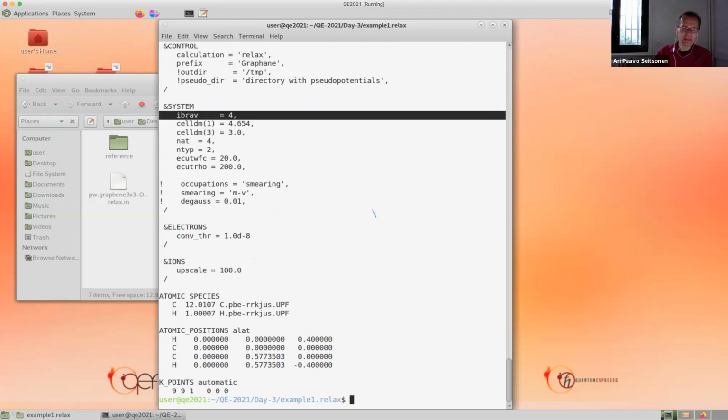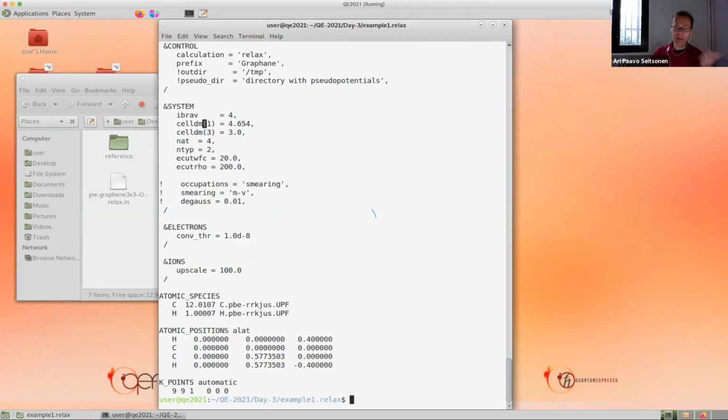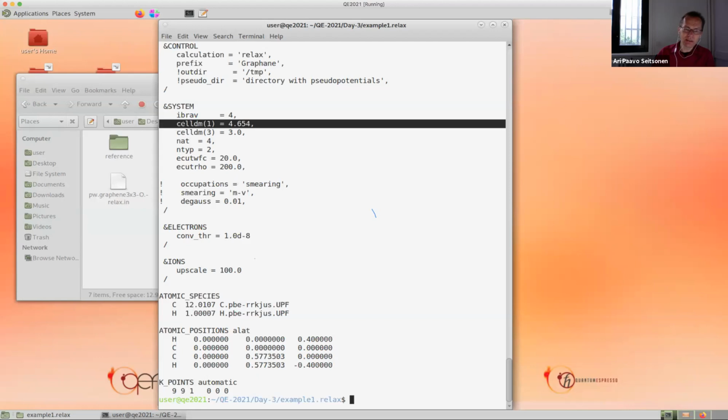Then in the system section, we have a hexagonal system. Graphene, you have seen it already. It's a hexagonal one. Here we use the convention of using the CellDM variables. The first one gives the lattice constant. This is, in the hexagonal case, the lateral lattice constant, and this is in Bohr atomic units.